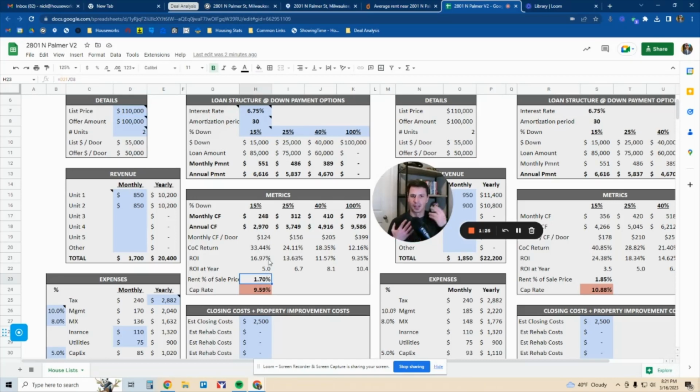It's a way that I can just quickly look at a deal, the purchase price, the rents, and know, is it around that 1% mark? If it is, this is probably worth investigating. If it's not even close, it's probably not going to cash flow the way that I want it to.